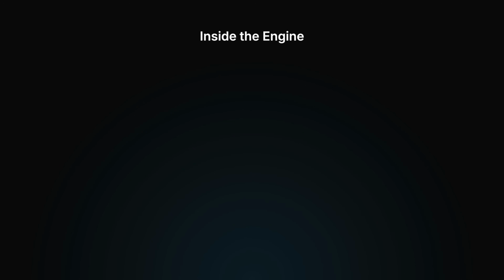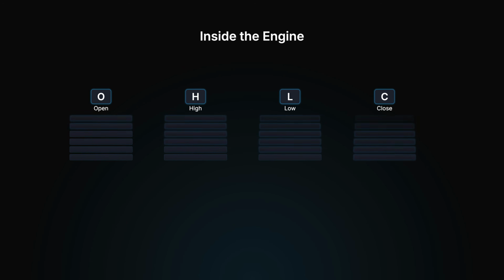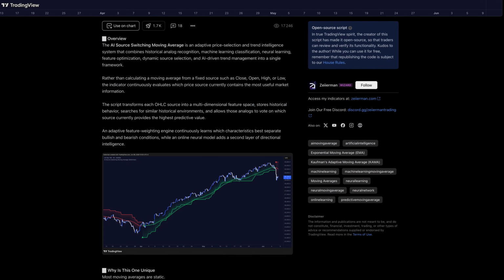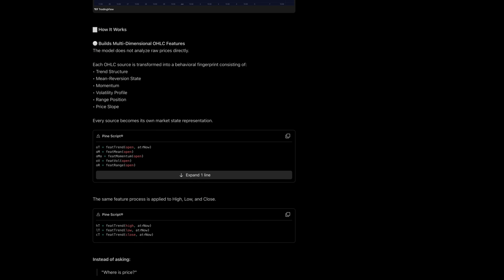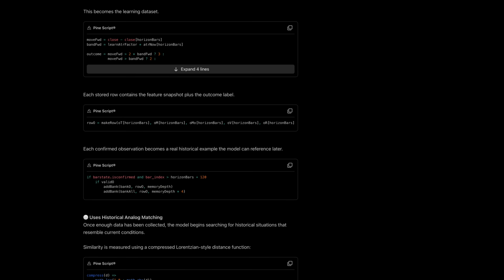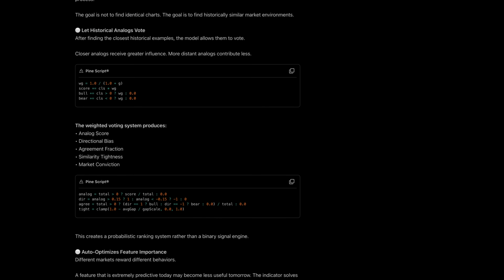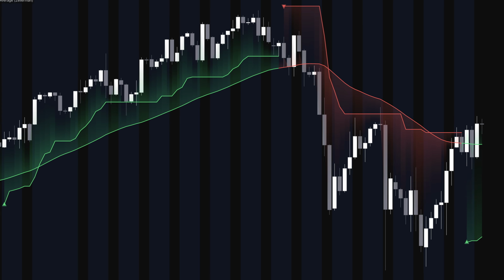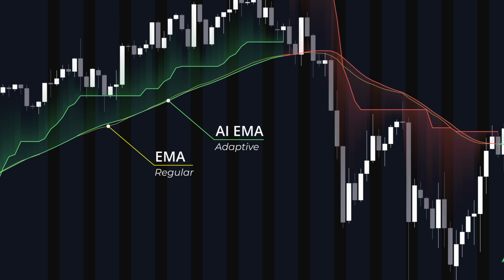Under the hood, there is a lot happening. Each of the 4 sources gets its own memory bank of past feature rows, scored by a k-nearest neighbor analog engine. This is the most machine learning dense indicator in this group by a wide margin, and none of it is decoration. The problem is the payoff. All of that learning exists to answer whether the average should track the high instead of the close, a difference that is often a fraction of a single bar on most instruments and time frames.